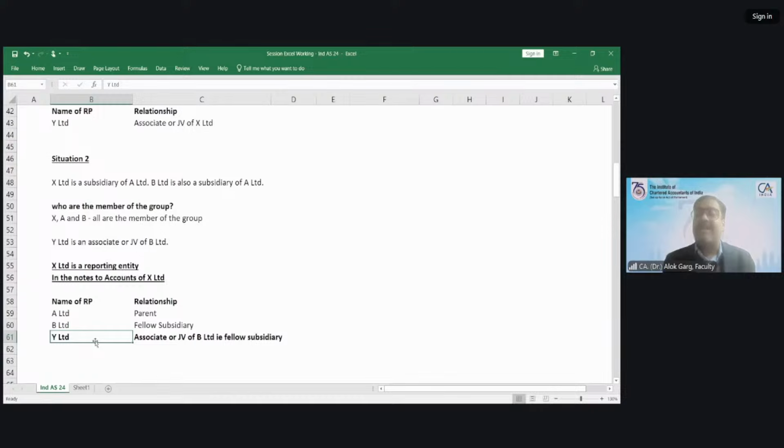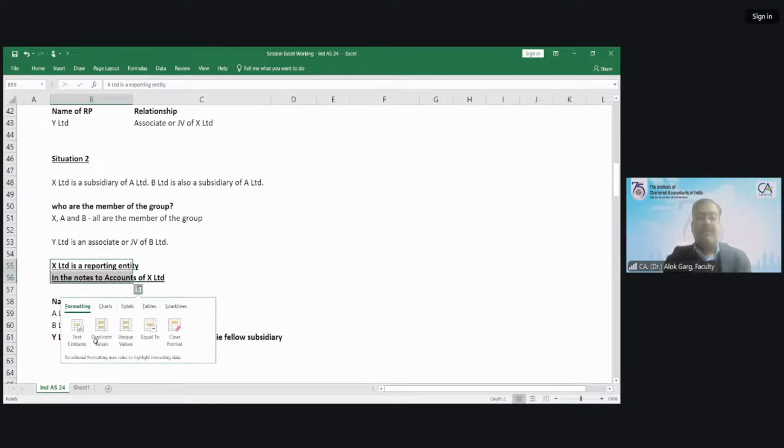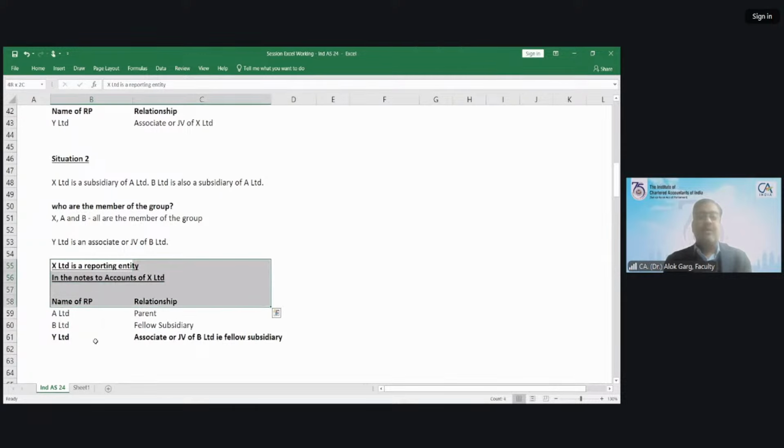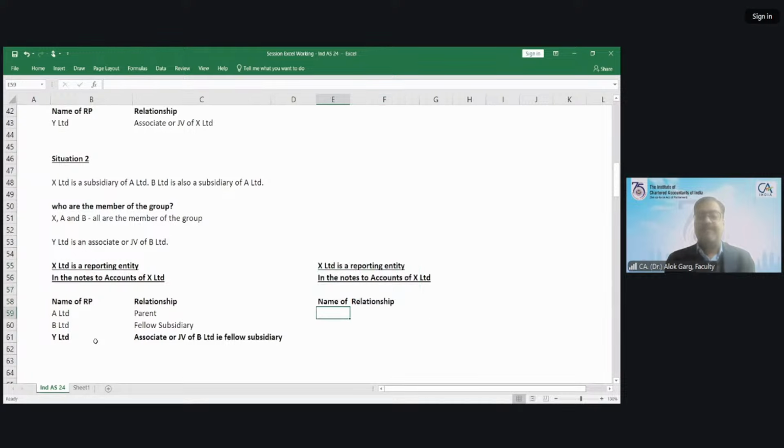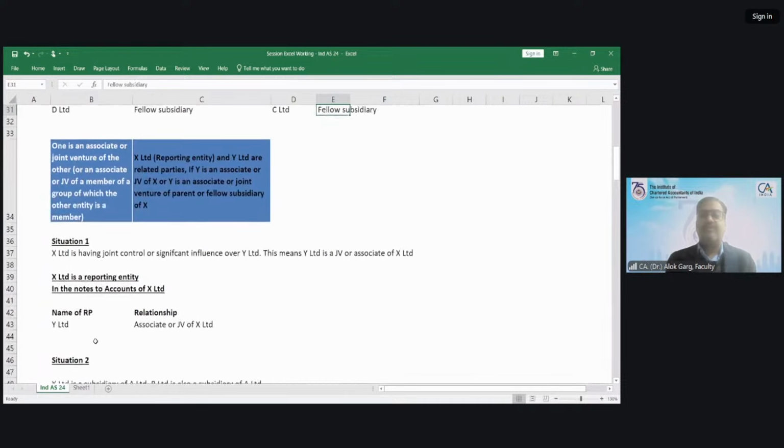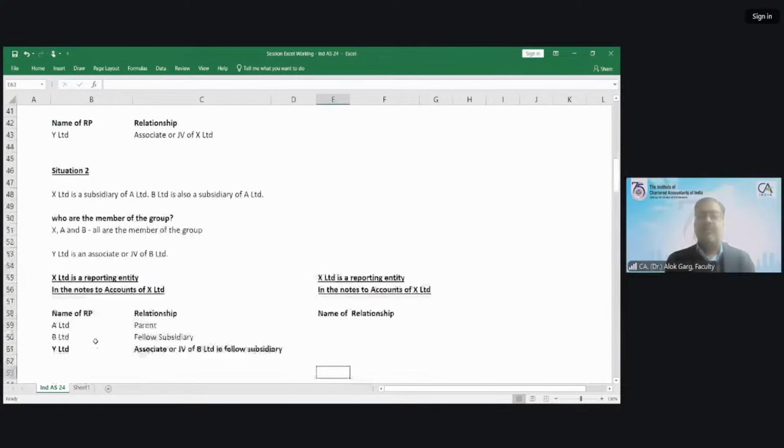So this Y is a direct associate and JV of B. So let's see now what will happen in the notes to accounts of B. Let's go to the notes to accounts of B. What will be in the notes to accounts of B?